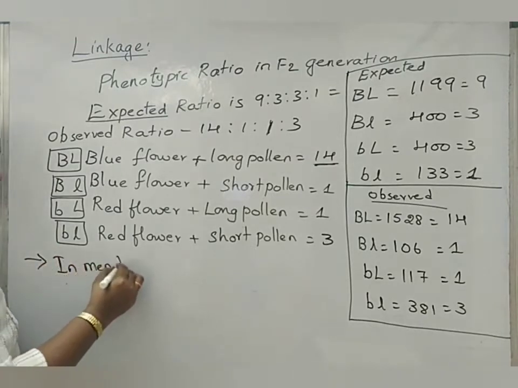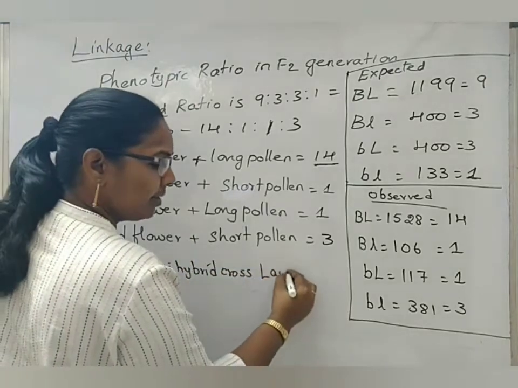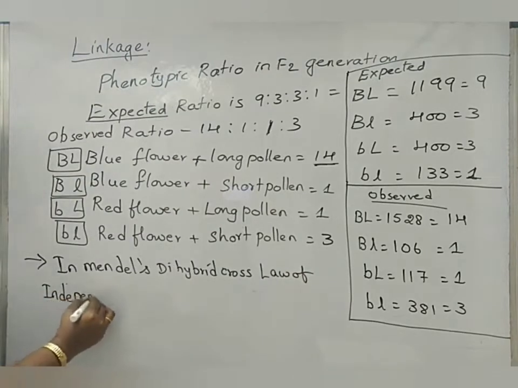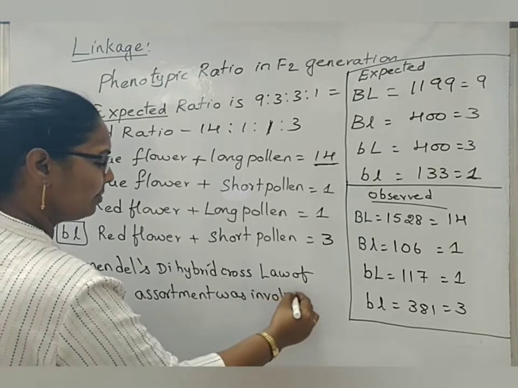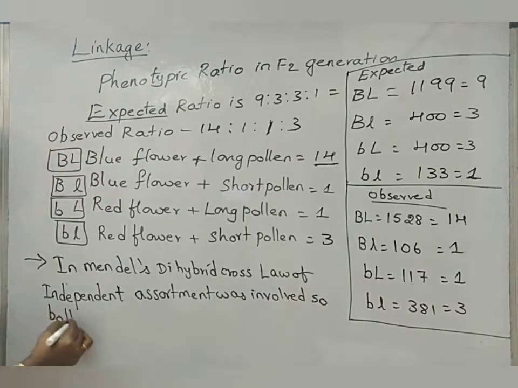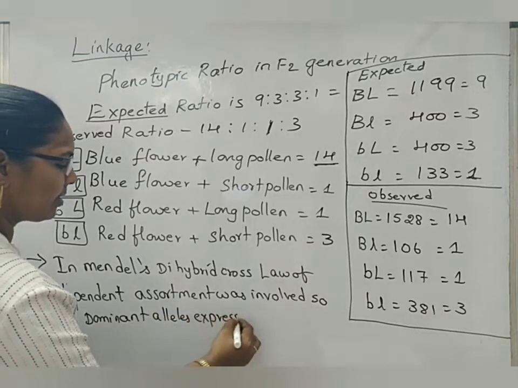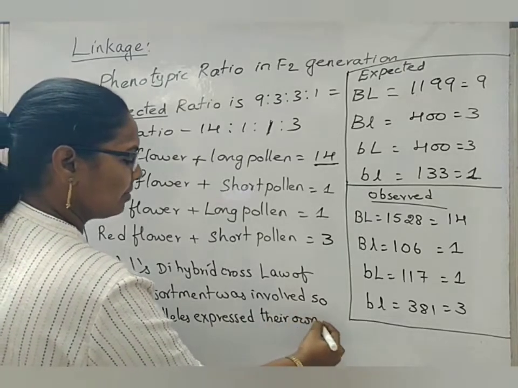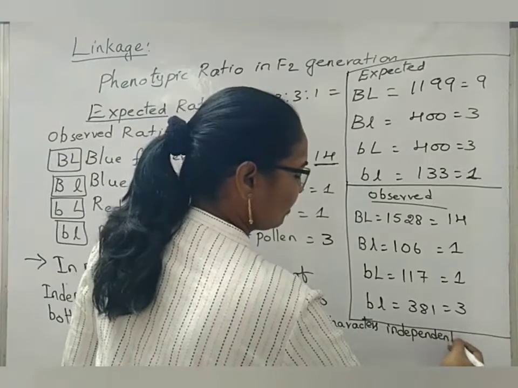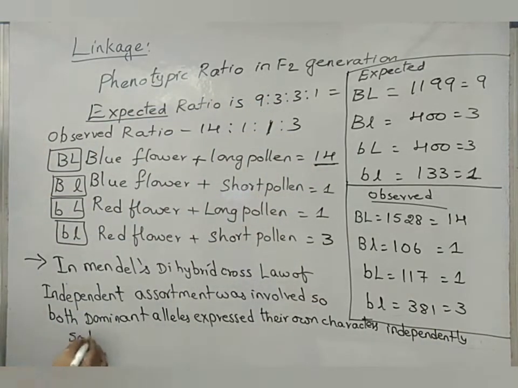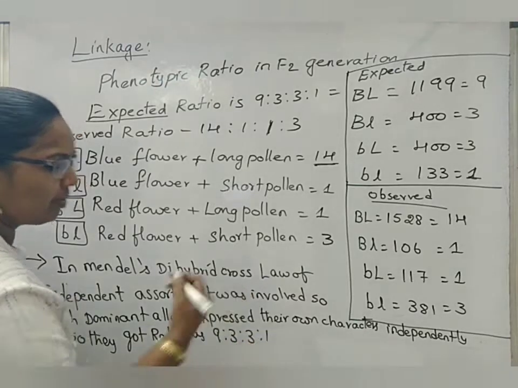So in Mendel's dihybrid cross, the law of independent assortment was involved. So both dominant alleles expressed their characters independently. So they got the ratio as 9:3:3:1.